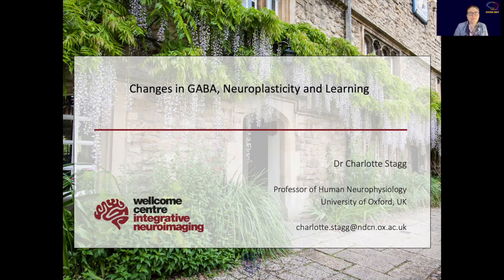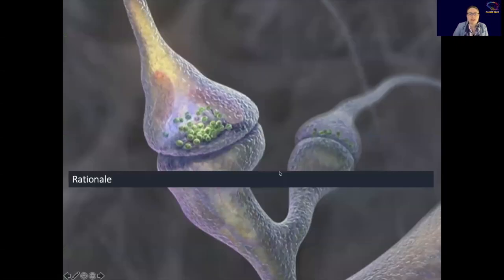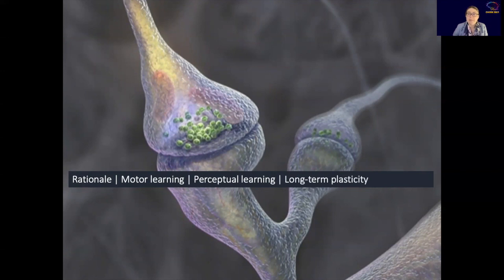So I'm going to start off talking a little bit about why we might want to do this and why GABA in particular might be an interesting thing to look at in the context of motor learning. I'm going to talk a little bit about the studies looking at learning and reviewing the evidence for the role of GABA in learning. I'm then going to talk a little bit about perceptual learning, so moving outside motor cortex to the visual system. Talking a little bit about long-term plasticity and how spectroscopy might be used to tell us about the kind of changes that are happening over weeks to months.